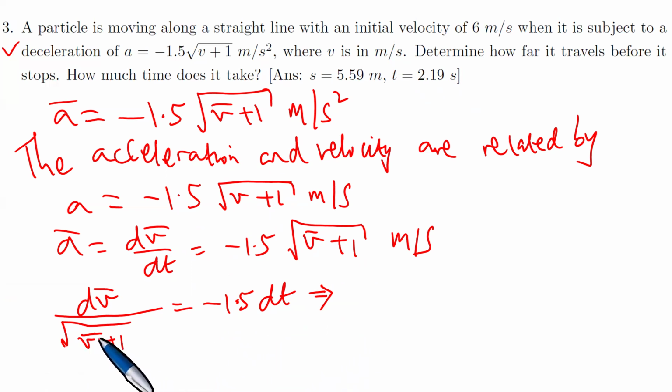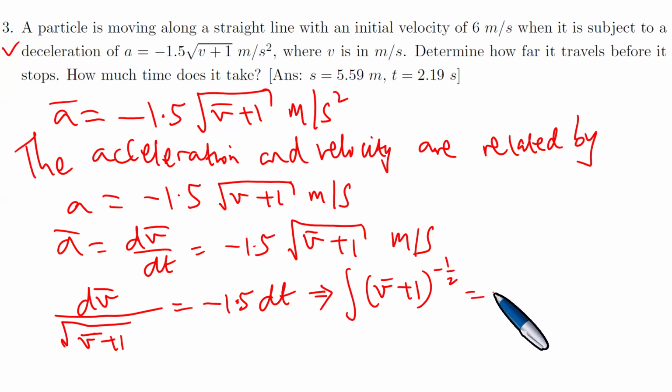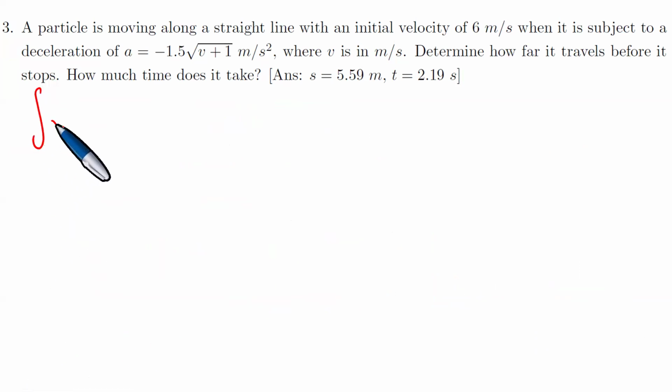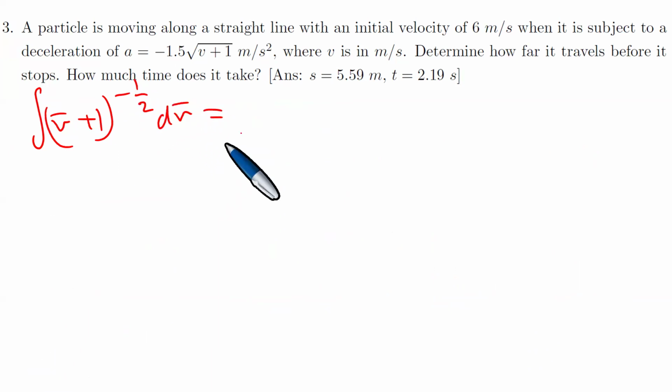Okay, if we cross multiply here, this is the v over the square root of v plus 1 is minus 1.5 dt. So the integral of this, first things first, you take it to the top: the integral of (v plus 1) to the minus 1/2 dv equals the integral of minus 1.5 dt.